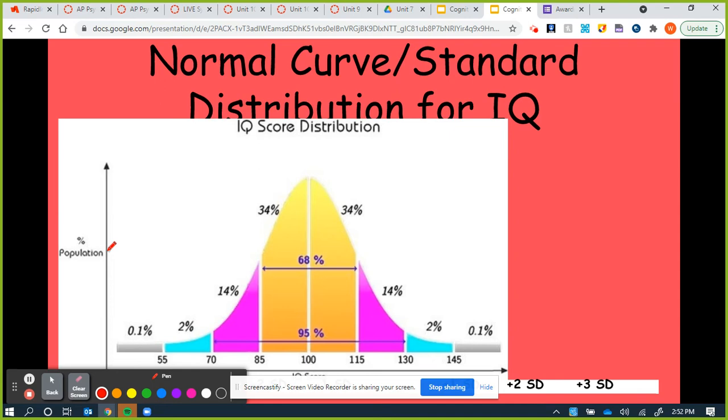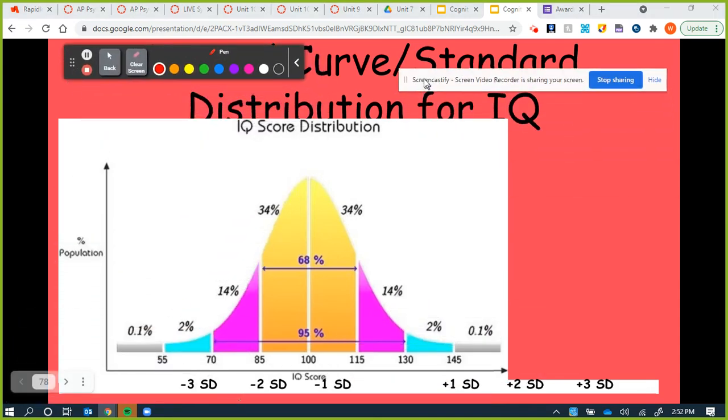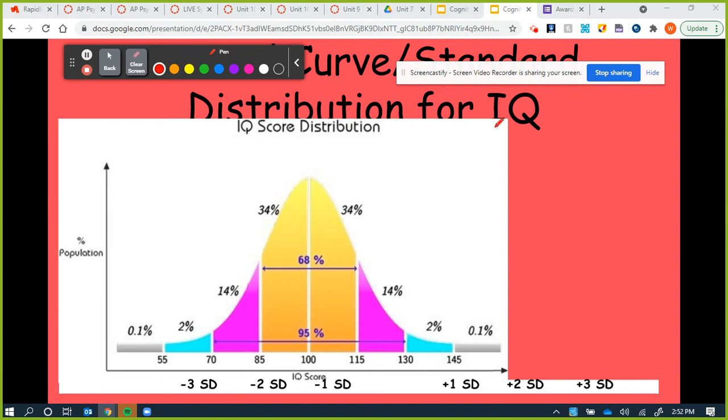All right, but how do we read a normal curve? And what they could ask you to do, again, I have seen this in the past few years, is they could give you a normal curve, or they could give you standard deviations or whatnot, and have you label a normal curve. And then they could ask you what percentage of scores would fall into this range.